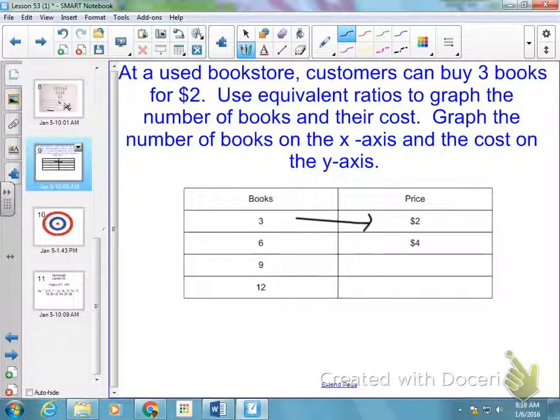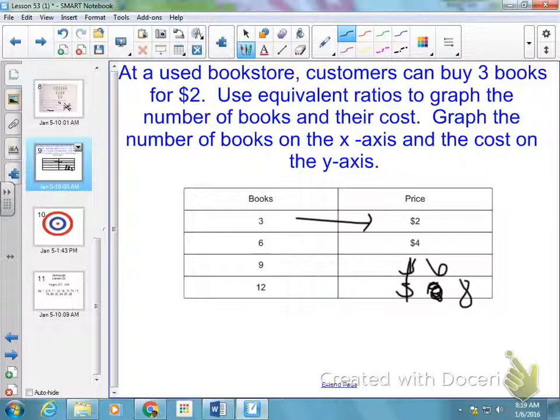If you buy 9 books, how much does that cost? That's right, $6. And if you buy 12 books, that would be how much? That's an 8. $8. Good. So what I want you to do, this is going to be your first part on your homework. You're going to graph it. I'm going to get you started. So you're going to pause the video, get out your graph paper, and this will be your part A that you're going to start with.